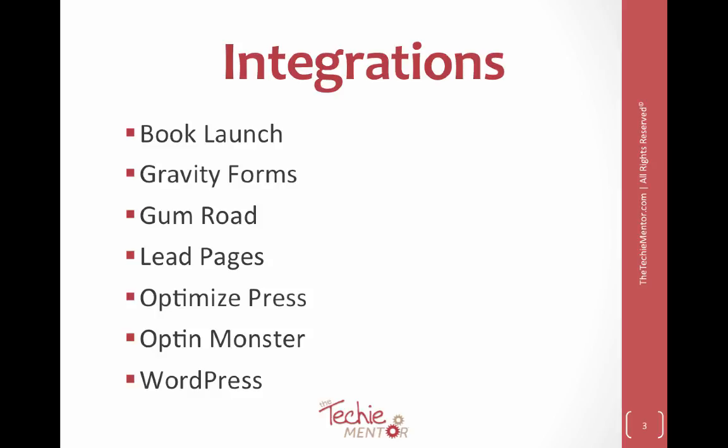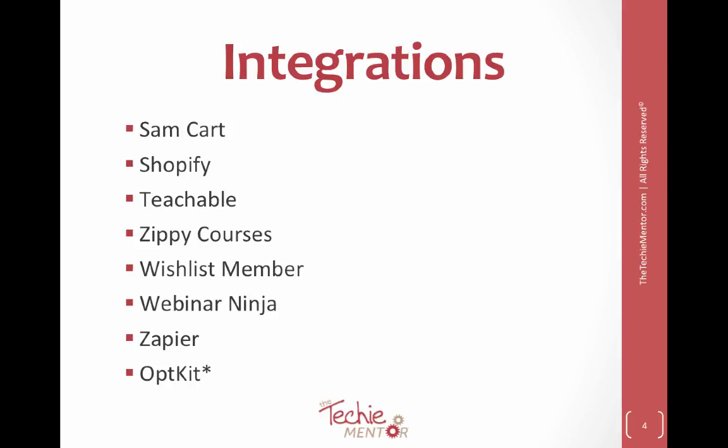Lead Pages would give you more robust landing and sales pages. So would Optimize Press. Opt-in Monster is another one that gives you opt-in. Then you've got your WordPress websites you can integrate directly, which we saw with forms. SmartCart and Shopify are additional e-commerce platforms. Teachable and Zippy Courses are teaching platforms where people can pay for your courses and then actually get the courses directly. Wishlist Member is a membership platform.